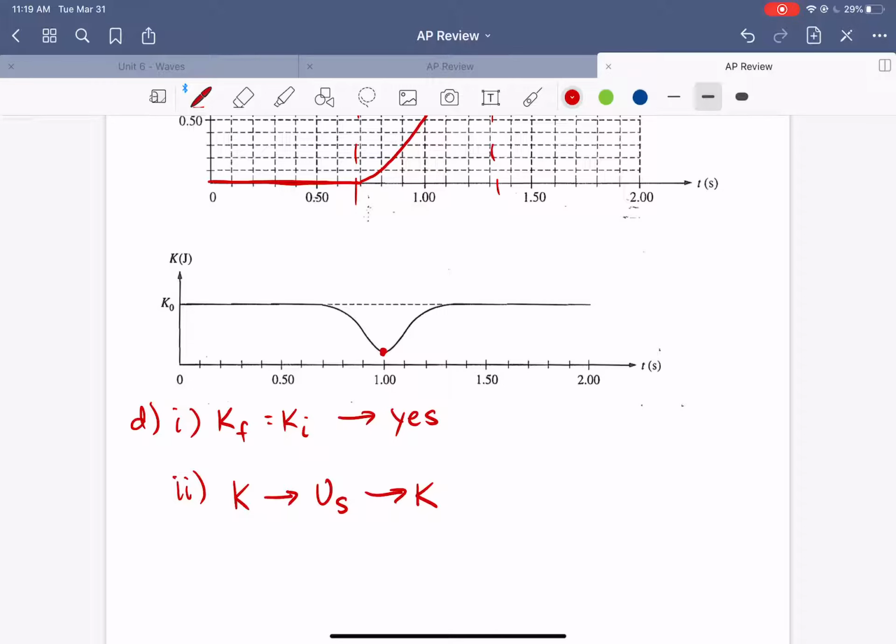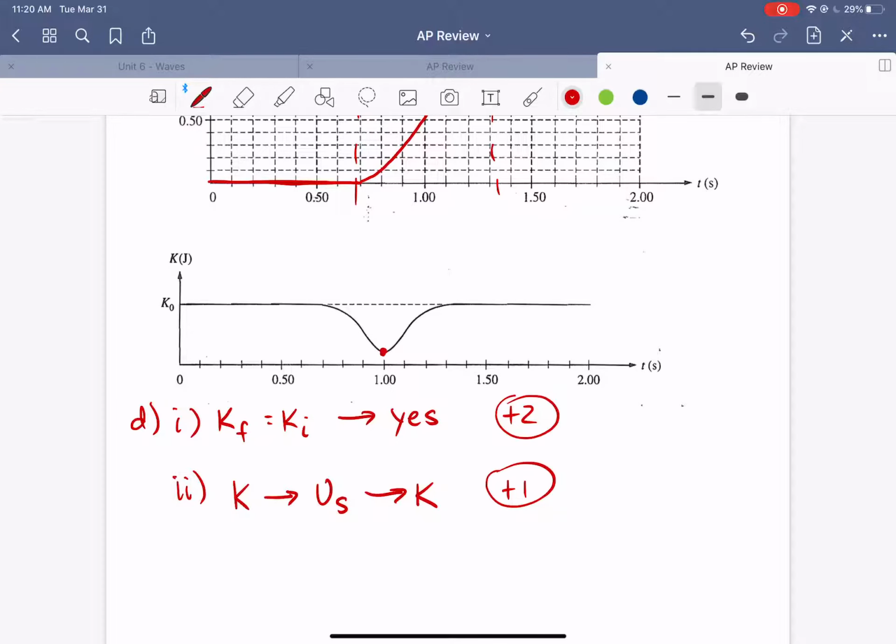spring relaxes. So since total energy has to be conserved, when the potential energy in the spring goes up, the kinetic energy must go down. So that's why there is a minimum. And 1.0 seconds, that would represent the time when the spring is at maximum compression. All right, so again, for part D, this was 2 points and this was 1 point. So that should cover all 15 points for this problem.